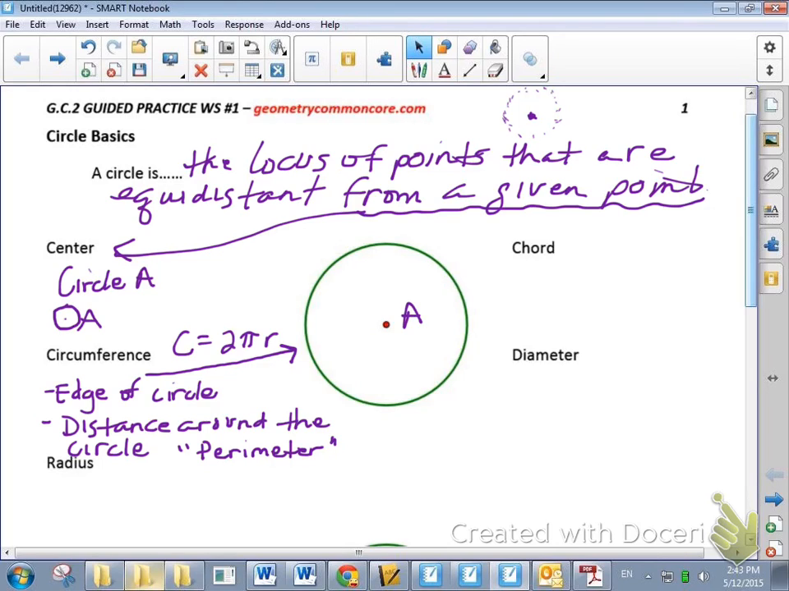Next is the radius. Now I'm sure you all know what the radius is. Let's go ahead and draw one in. If I draw this radius and label this B, then I have a radius AB. And the radius has an endpoint at the center and an endpoint on the circle.